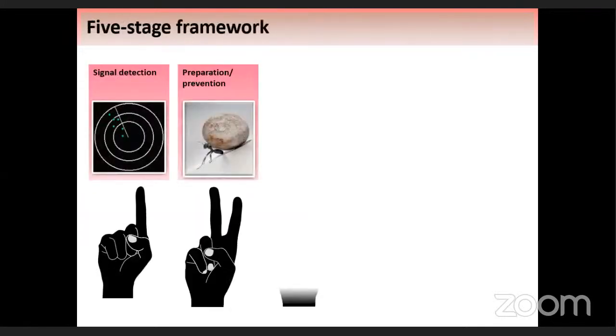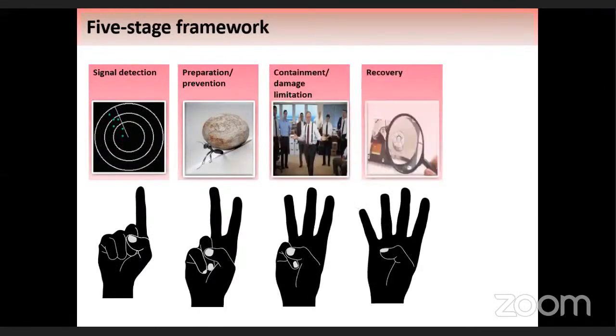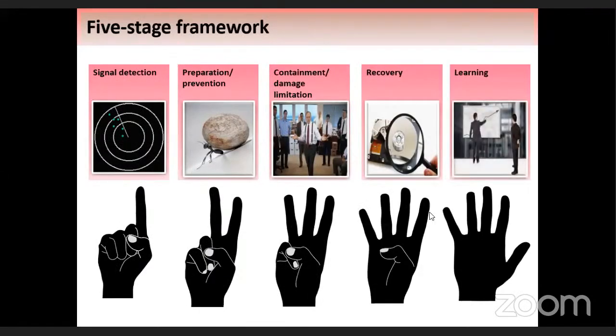We want to look at a five-stage framework. Number one is signal detection. For any crisis to escalate, such a crisis must have been detected. There will be a signal. So the signal must be detected in order for such a crisis to be managed or to not get to the escalation stage.